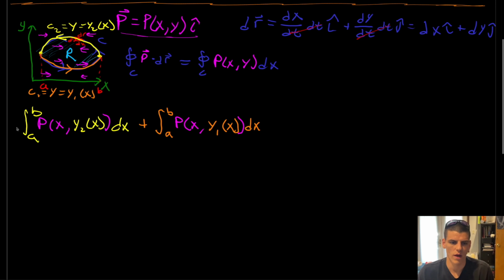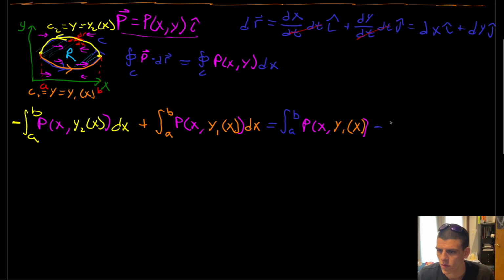And as you guys know, when you swap the bounds of an integral, that flips the whole thing negative. And so in turn, you can rewrite this whole thing as one integral from a to b of p of x, y1 of x, minus p of x comma y2 of x, and then all of that times dx.